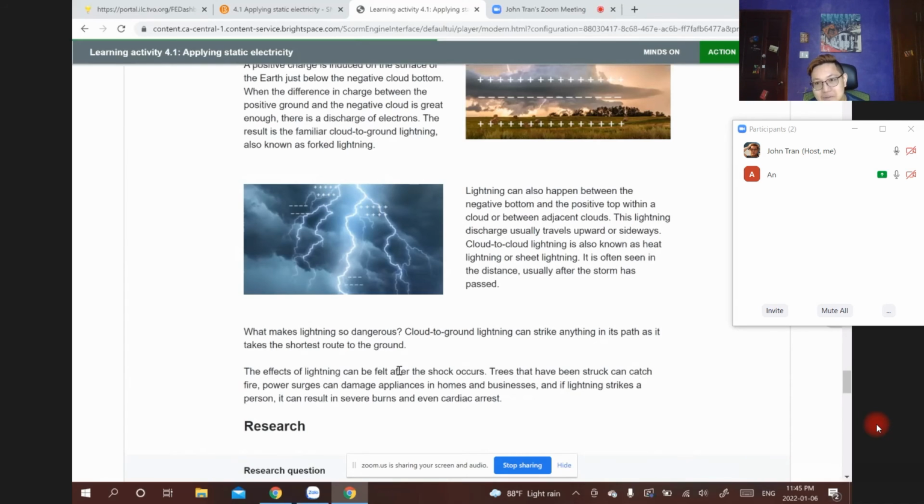Basically, that is so mild to say. When people get struck by lightning, most likely they're dead, because it's like 1 million volts. It can be up to 1 to 10 million volts of electricity. So very, very, very, very strong.